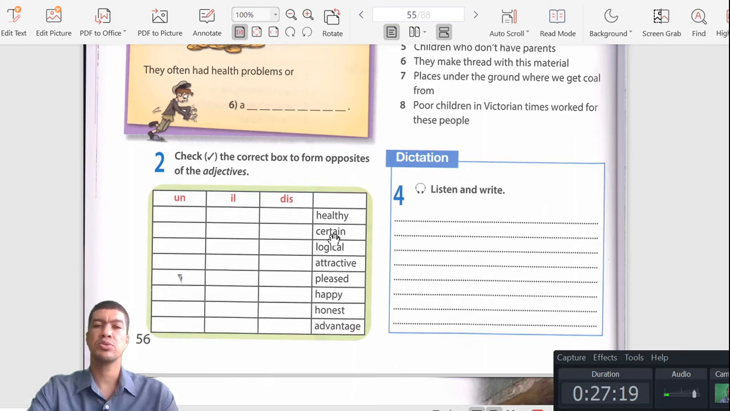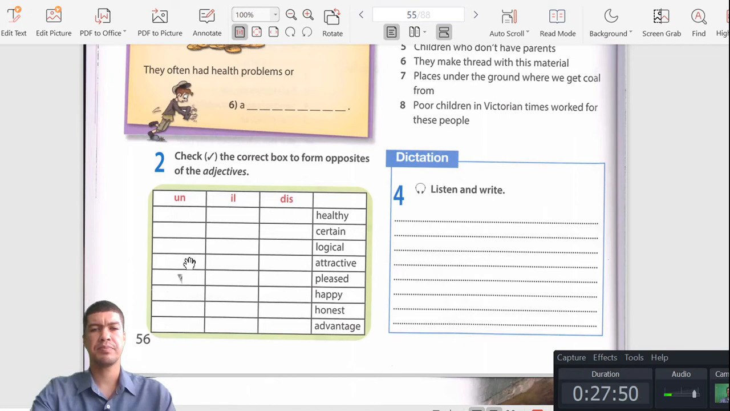unhealthy. Number two, certain. Once again, we've already done this, so this is just revision. We do say that it is uncertain. Okay, logical. We've done this before. The correct answer is number two, illogical. Okay, attractive. What do we say? Unattractive, illattractive, disattractive. And the answer is unattractive.